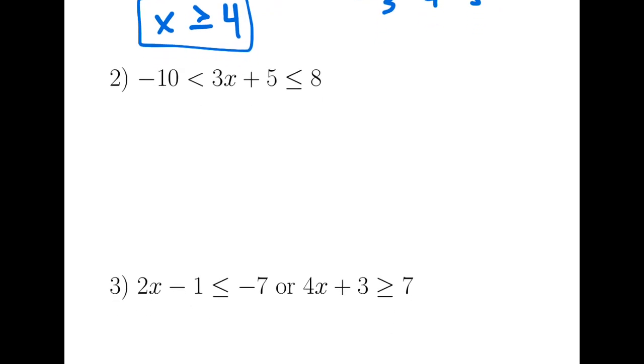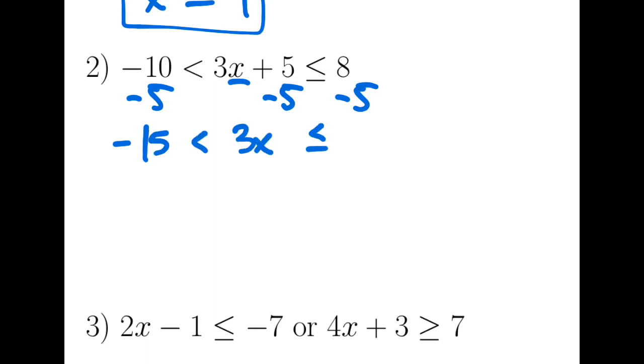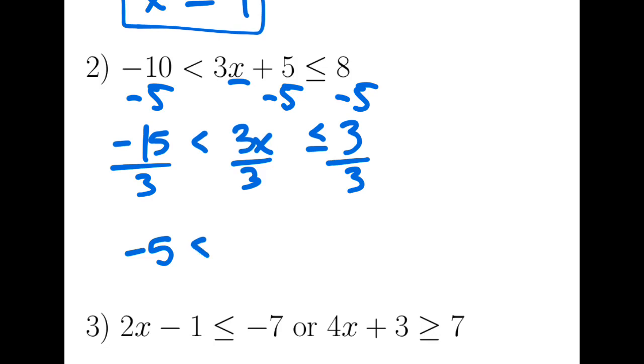So we'll do this next example together. So here we have a compound inequality, and you're just going to treat this like there's 3 sides of an equation. So we want to solve for the x with the 3x plus 5. So we're going to subtract 5, and we need to do that in all 3 sections. So on the left we have negative 15 is less than 3x is less than or equal to 3. And then we divide by 3 on each section. So negative 15 divided by 3 gets us negative 5 is less than x is less than 1.